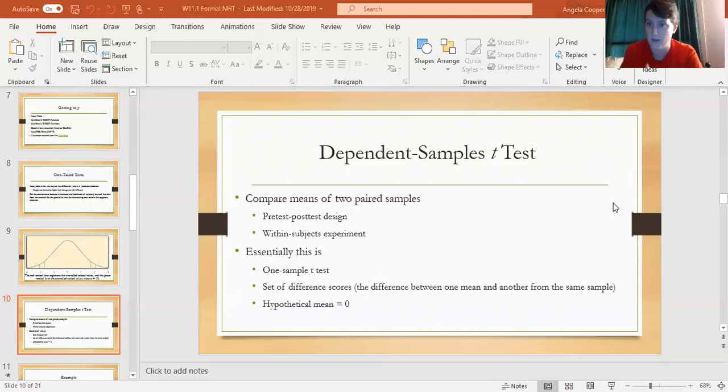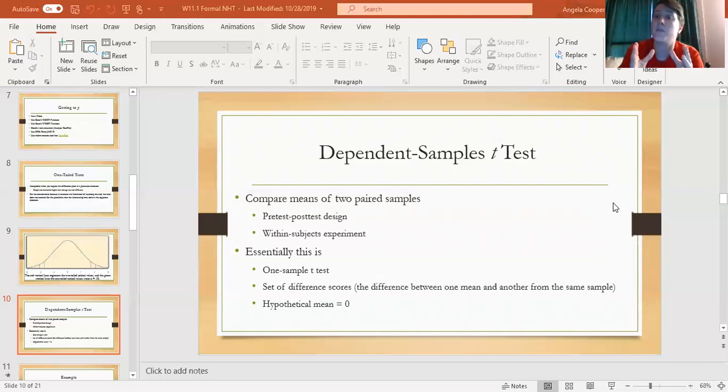Again, as a refresh, within subjects design is that one participant is participating in both conditions of your experiment or quasi-experiment. One participant is doing both. Or it could be a pre and post test design, like a before and after test. So if I were to give you a final for research methods on day one of class, and then give you the same final on the final day of class, I can do a dependent samples t-test to compare the differences between your scores.